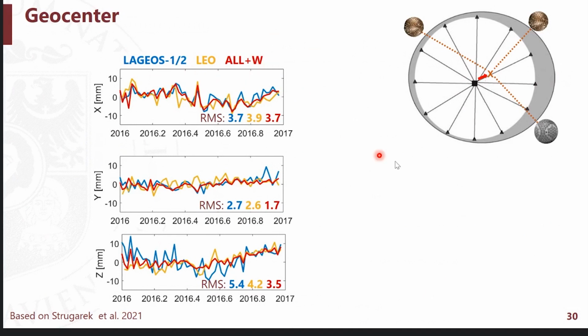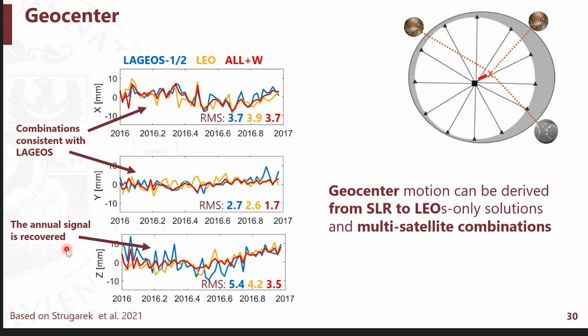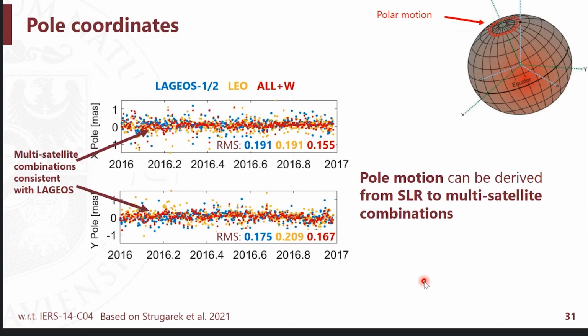And now the slide shows geocenter estimates from a free solution based on SLR to Lageos, LEO, and the weighted multi-satellite combination, X, Y, and Z components. We may notice that combinations are consistent with the standard Lageos-based solution, and even the annual signal of the Z component is recovered. So a multi-satellite combination can be used for deriving geocenter motion. Next, pole coordinates, the same 3 solutions, X and Y pole coordinates. Also, we may notice that multi-satellite combinations are consistent with Lageos products. So by this approach, we can use SLR to multi-satellite combinations for deriving polar motion.